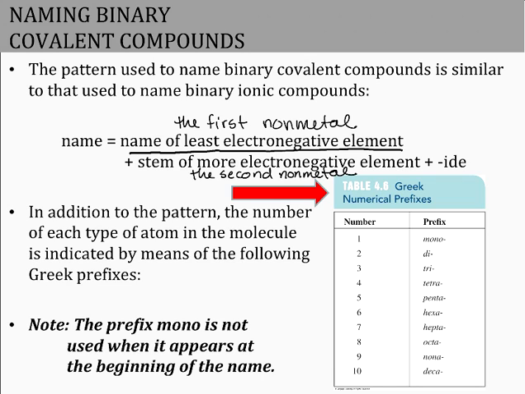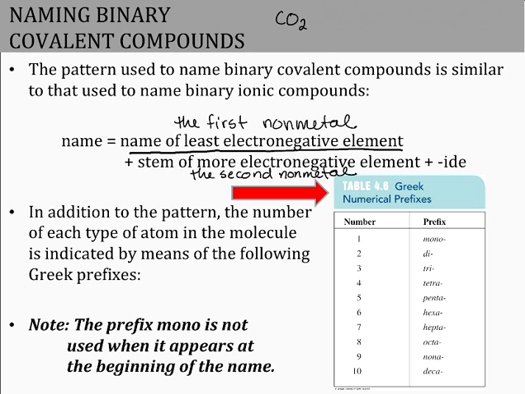Now, in addition to that, we also need to indicate how many of each element we have. So we're going to use a prefix in order to tell someone how many of each element exists in a molecule. So up above, I'm going to write CO2. So we'll do that as an example.